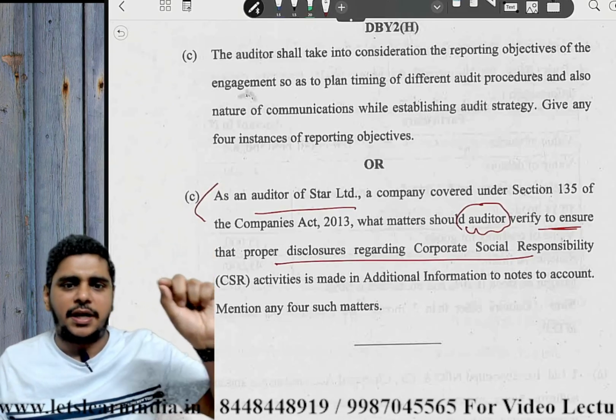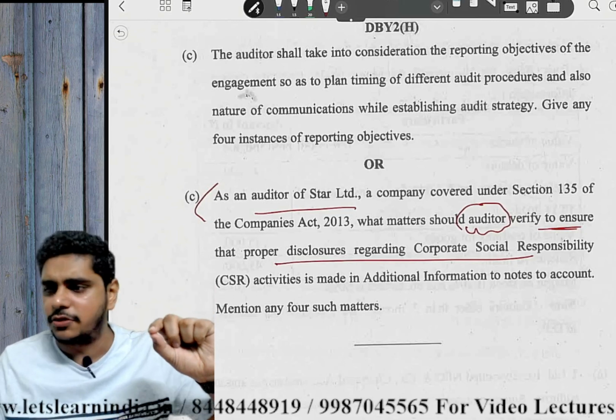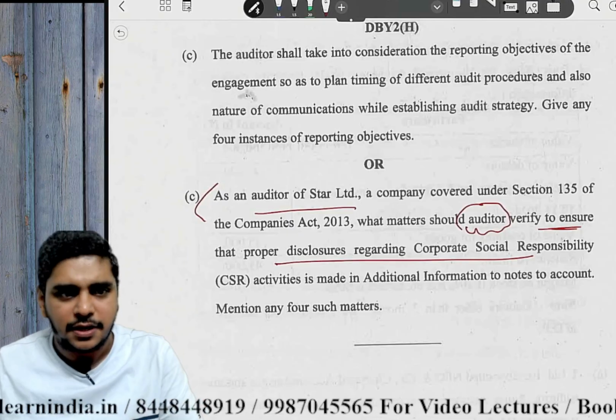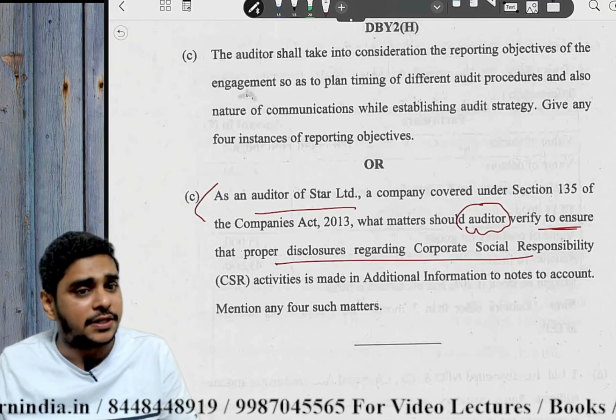In that, towards the end, you will see there are 6 amendments of disclosure under Schedule 3. In that, CSR is there. And it is not a new question, it is an old question. It is there in the notes itself.